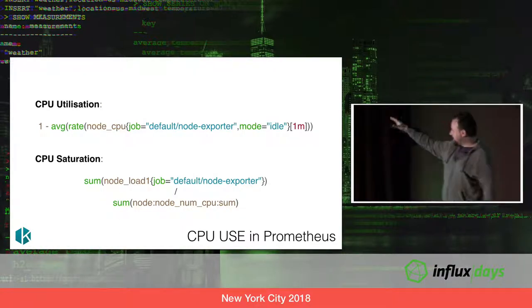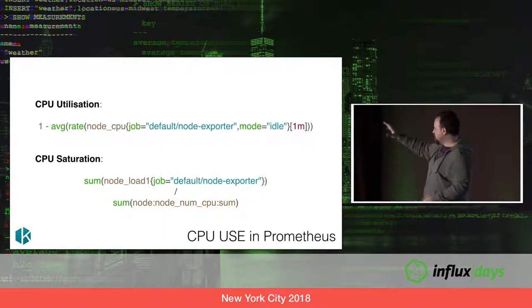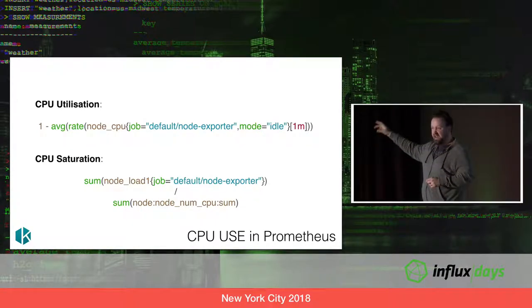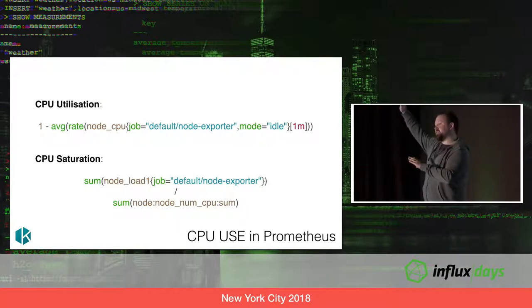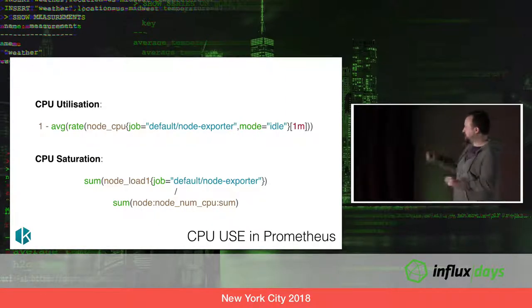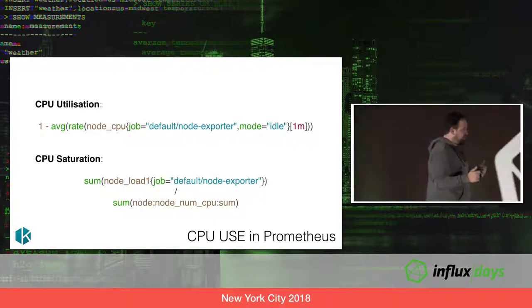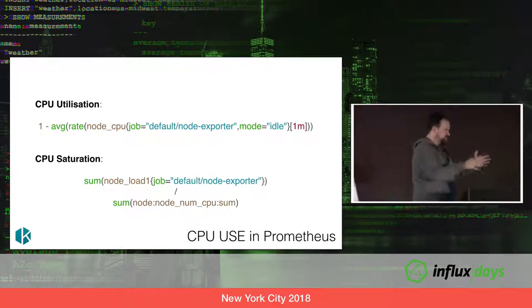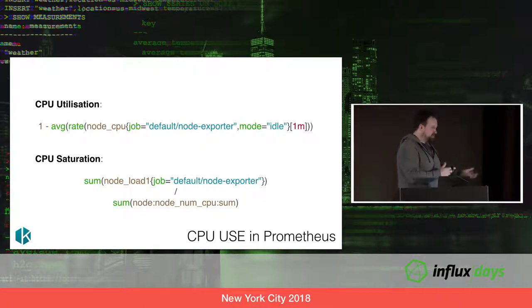The reason we rate it, I think this is similar in Influx, I'm not sure: in Prometheus, we only deal with counters with increasing values. Node CPU gives you the number of seconds the CPU has spent in idle state, and it's only ever increasing. So the rate gives you that differentiation, the number of seconds per second, which gives you the utilization. Then we average and take 1 minus it, which is a neat trick to give the total CPU utilization of your entire cluster, dealing with the fact that some machines have different numbers of cores and so on.